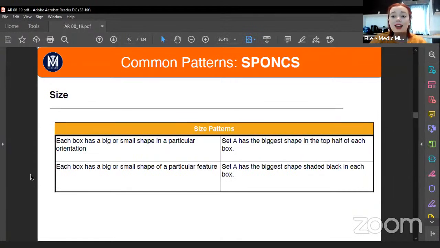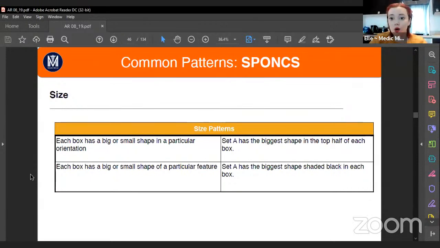And then size. Now, size can sometimes be a distractor, but it is things like the biggest shape is always a certain thing, or the biggest shape is always in a certain place. So look for shape as well as another possibility.